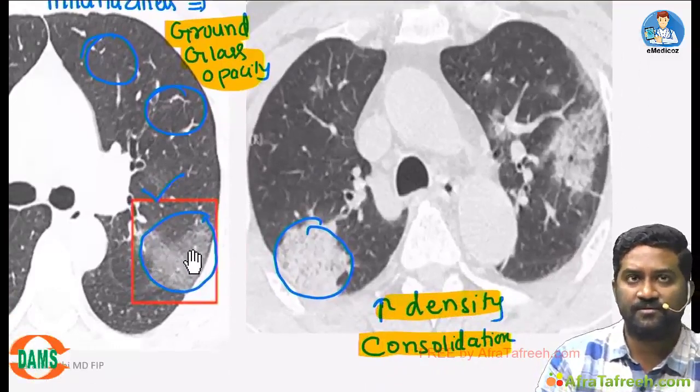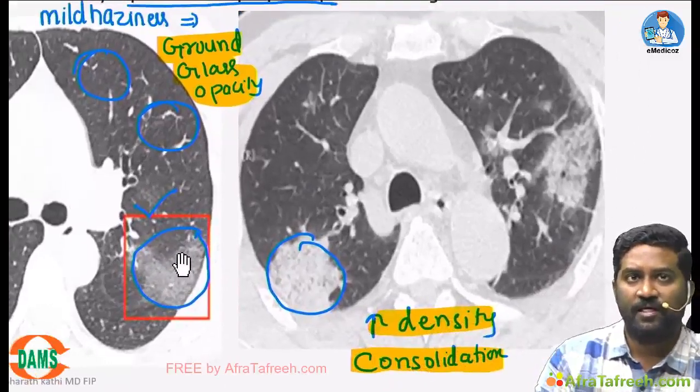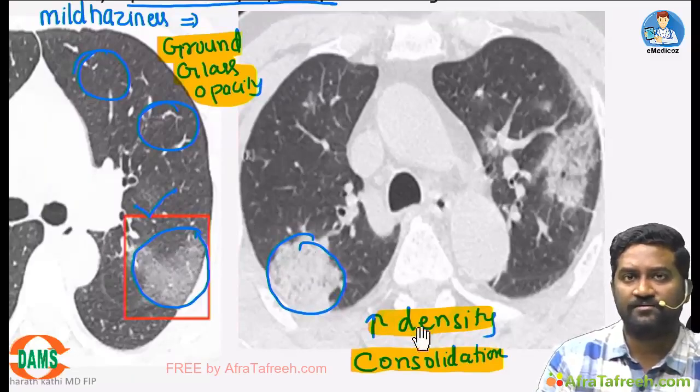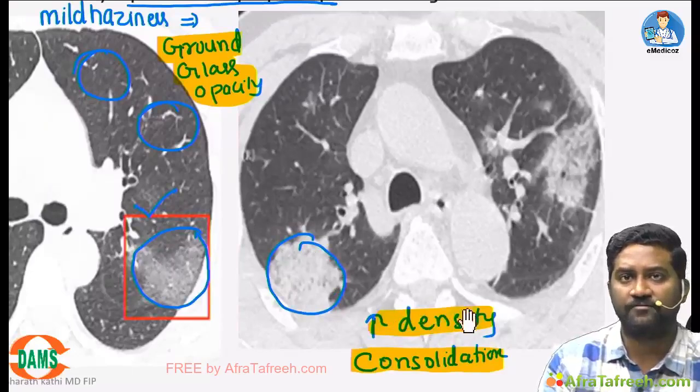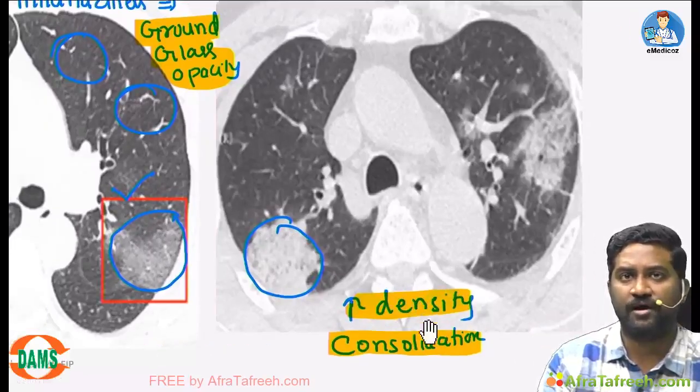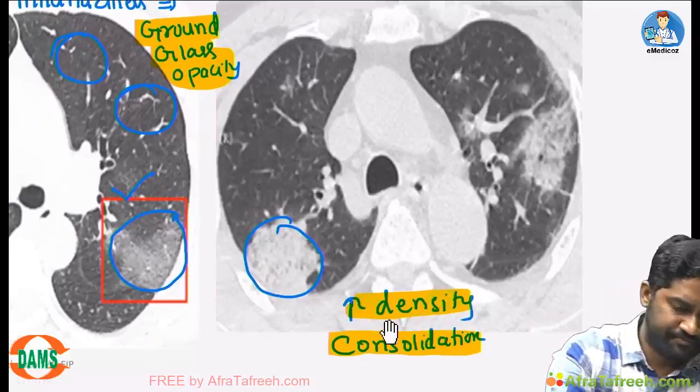Can you see the difference? Mild haziness, this is ground glass opacity. More increase in density, this is called consolidation, students.